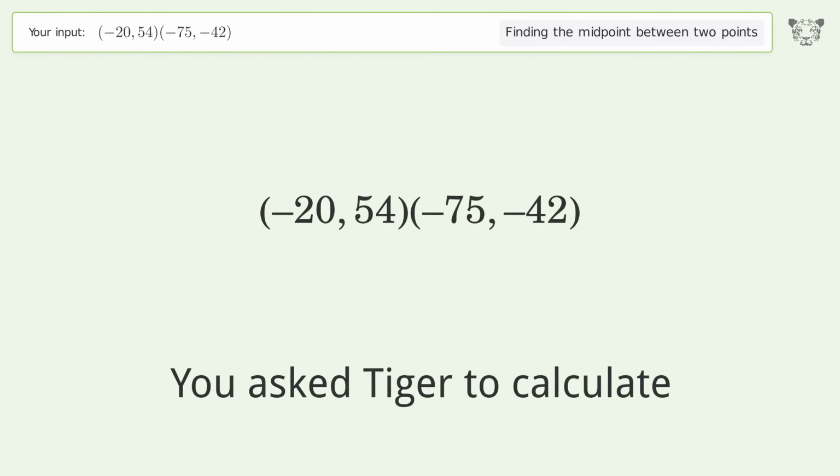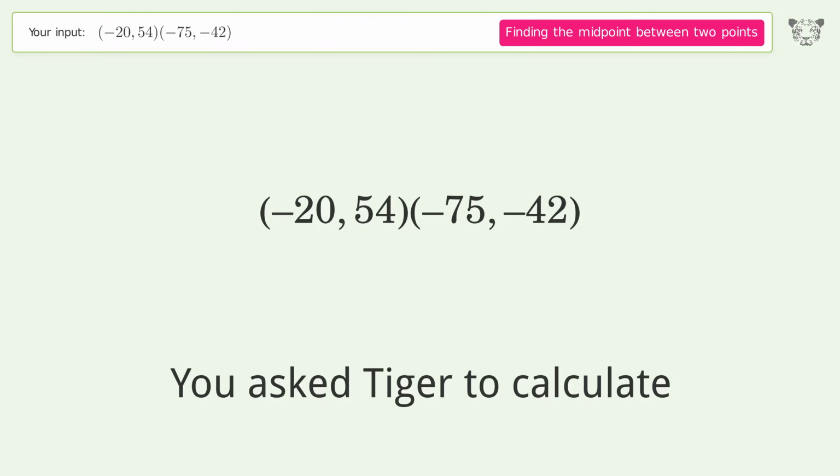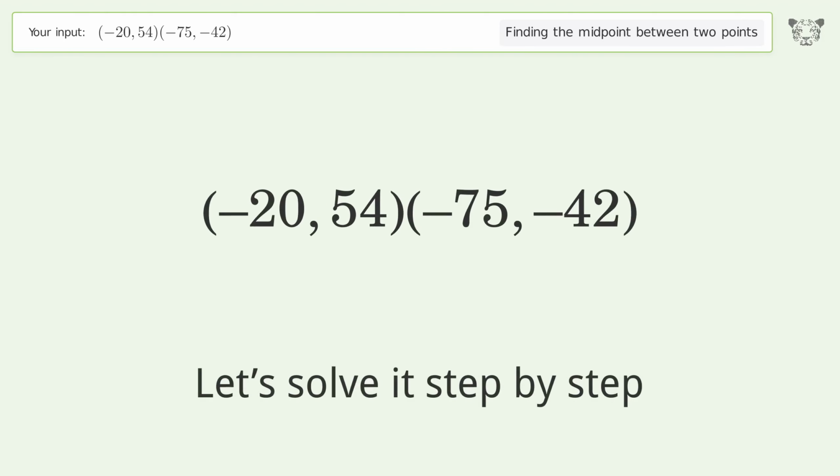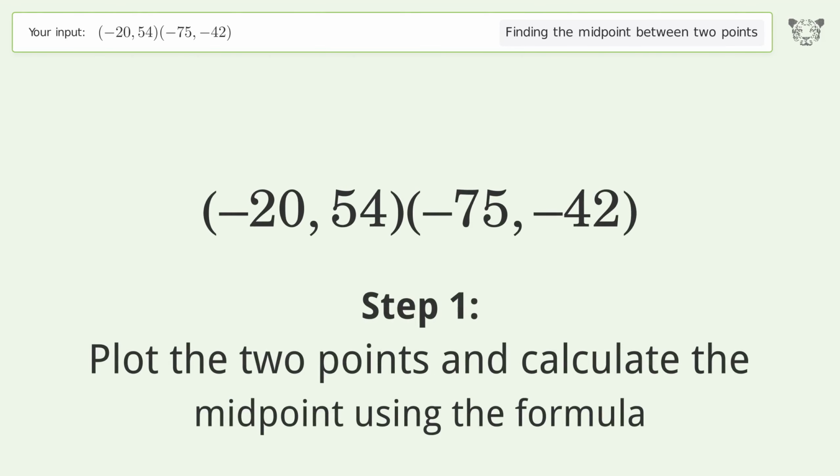You ask Tiger to calculate. This deals with finding the midpoint between 2 points. The midpoint between the 2 points is negative 47.56. Let's solve it step by step. Plot the 2 points and calculate the midpoint using the formula.